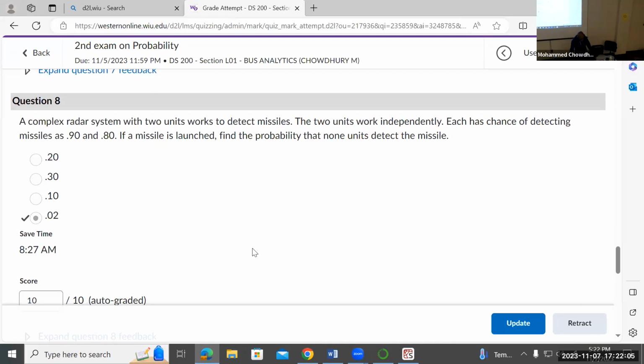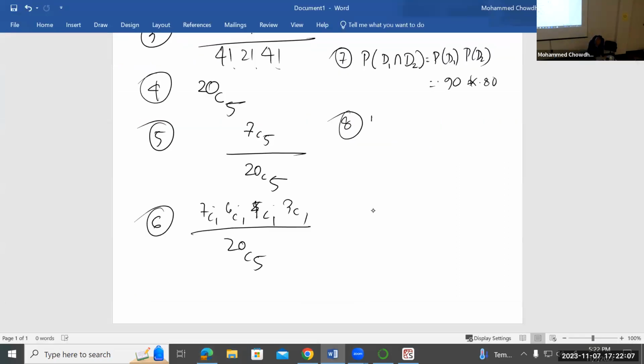Non-detect means what? Probability of D1 complementary, no detect. Probability of D2, no detect. So that means 0.10 times 0.20. If detection is 0.80, non-detection is 0.20, right? If detection is 0.90, non-detection is 0.10, right?